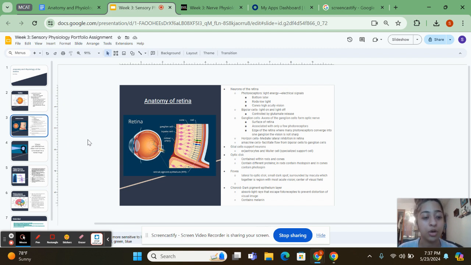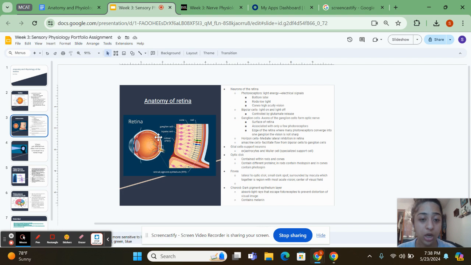Rods are better suited for low light, so during the night, and cones give higher acuity vision, so they're better for the daytime. There are more rods in our retina than cones. However, cones are concentrated in the fovea. There are no rods in the fovea, and rods are also more sensitive to light.